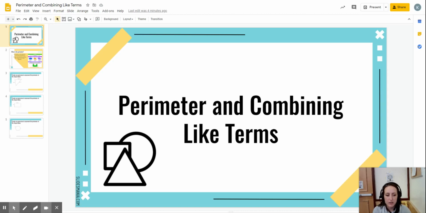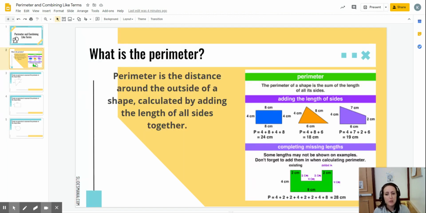Alrighty guys, this is your little video on using combining like terms to create an expression for the perimeter of different shapes. First and foremost, I just want to remind you of what perimeter is. Perimeter is the distance around the outside of the shape. So you're adding up all the side lengths to get the total perimeter. It's as if you were walking around a shape and tracking how far you went.